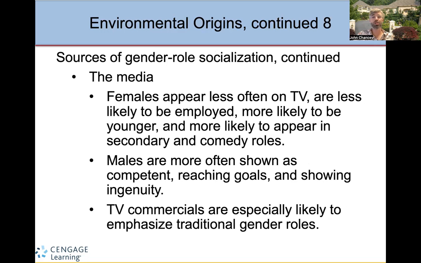The media is also an agent of socialization. Movies, TV shows, Netflix, Hulu, all that fun stuff. Females typically, the data shows, appear less often on TV, are less likely to be employed, more likely to be younger, and more likely to appear in secondary and comedy roles when they're on TV. Males are often shown as competent, reaching goals, and being more resourceful, demonstrating more ingenuity. TV commercials are especially more likely to emphasize traditional gender roles.